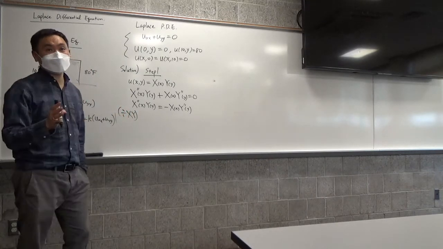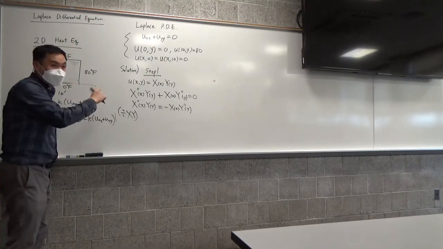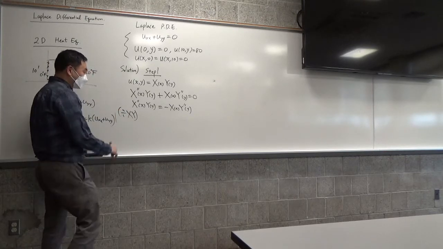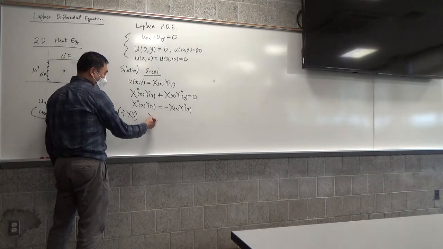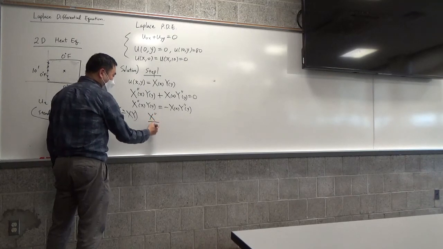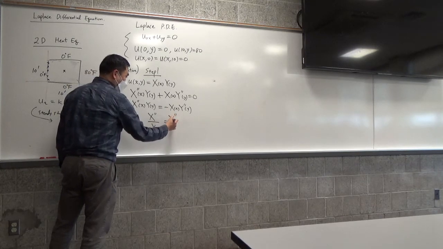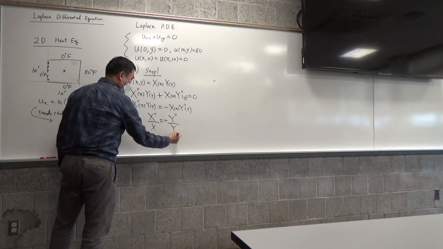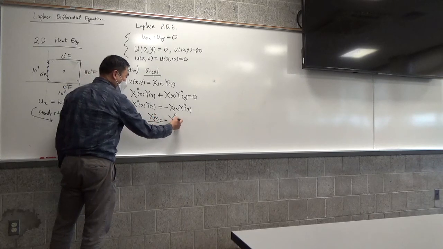Now, in the heat equation, we divide it by k times X times T. There's no k here, so you don't have anything to put for k. But we just divide by the product. So if you divide by the product, you get X double prime over X equals, oh, this one will be minus, right? Equals minus Y double prime over Y, where this is a function of x and this is a function of y.